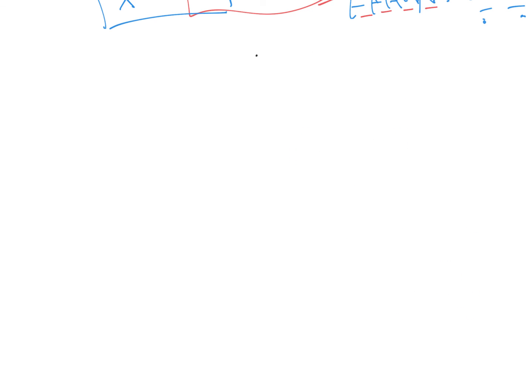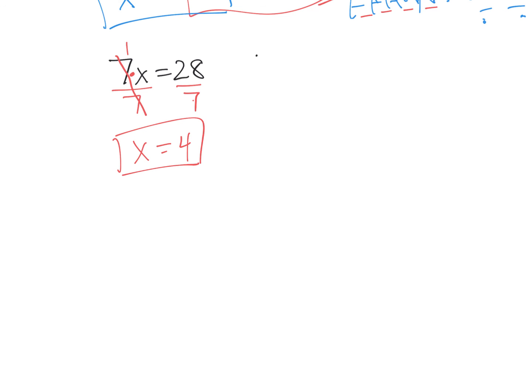Okay, now let's look at some multiplication. If I have 7x equals 28, remember this is 7 times x, so the inverse of multiplication is division. So I'm going to divide both sides by 7. 7 divided by 7 is 1. So I get x equals 28 divided by 7, which is 4.